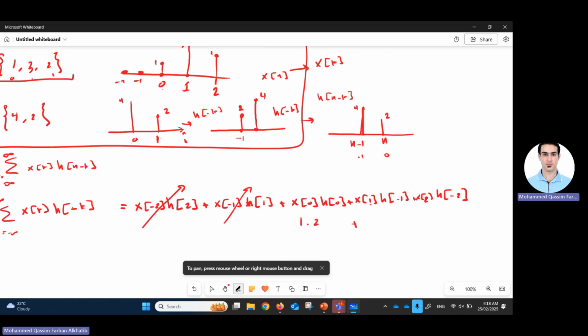Plus x of 1 is how much? 3 times h of -1. 4. Plus x of 2 is how much? It's 2 times, what about h of -2? 0. So I only have 1 times 2. It's going to be 2 plus 3 times 4. That is 12. And the answer will be 40. So that's y of 0.